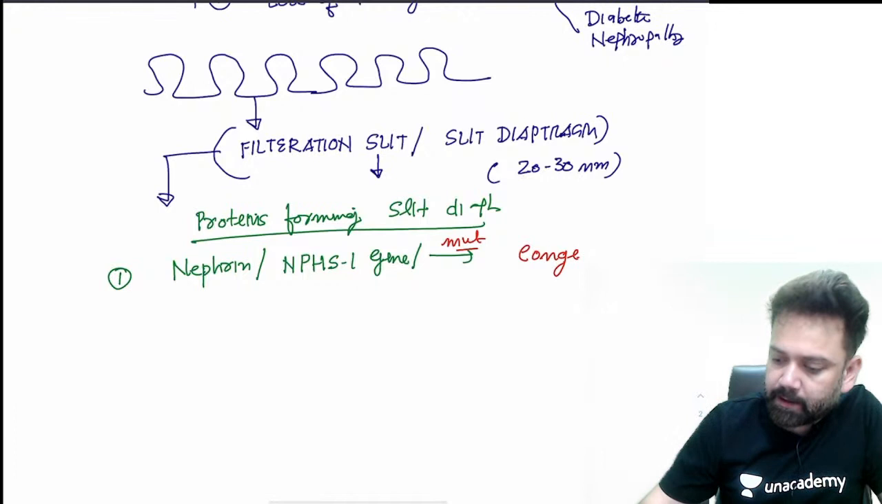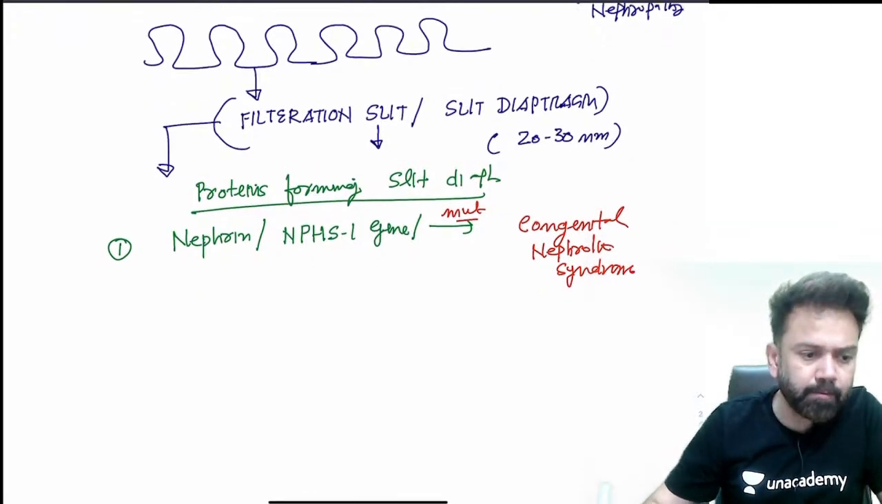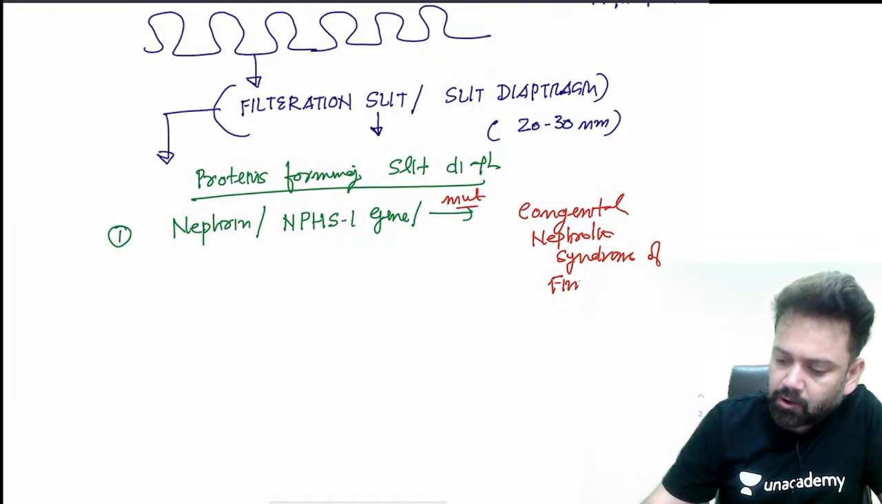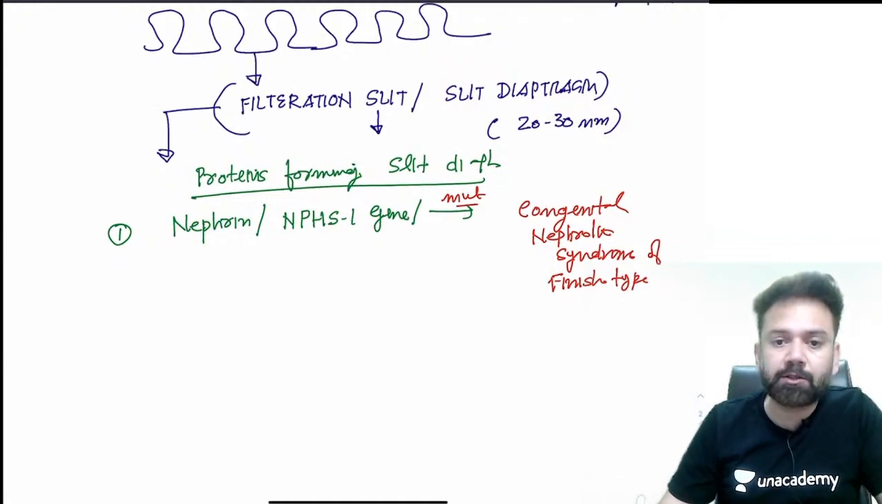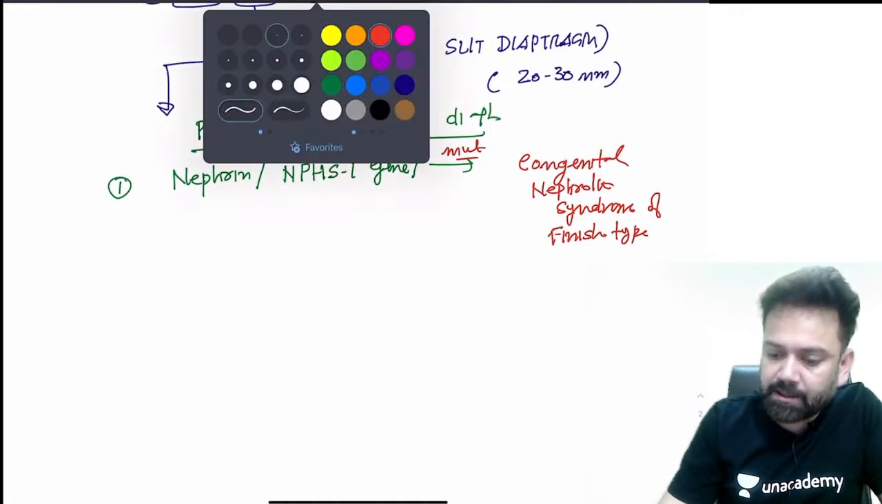It can cause a disease, congenital nephrotic syndrome, or we also say it is of Finnish type. It is also called the Finnish type. Minimal change nephrotic syndrome because of mutation of gene NPHS1.